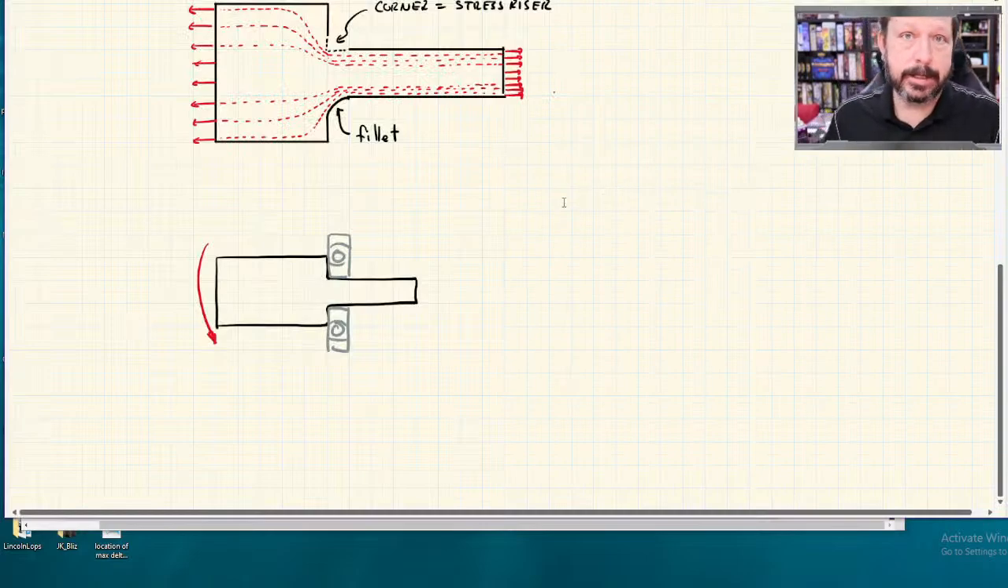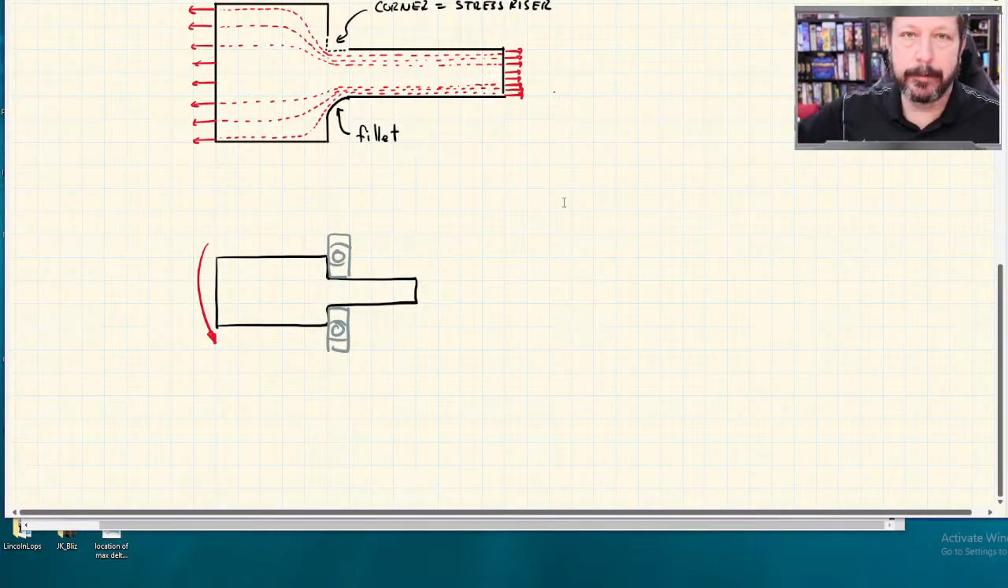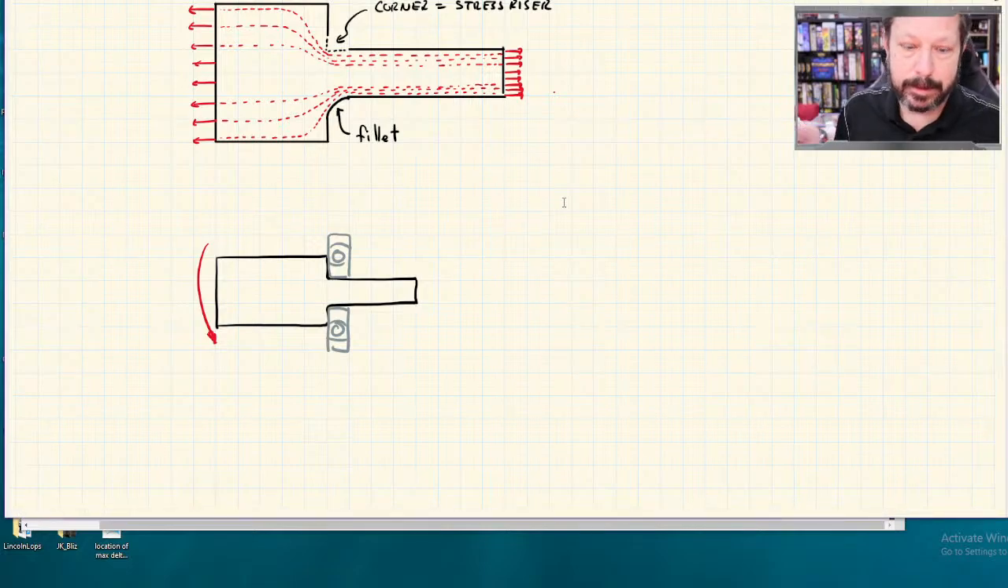So there is a reason at some point where you can't just put this really sweeping fillet, because you're limited by your application and where it needs to go.